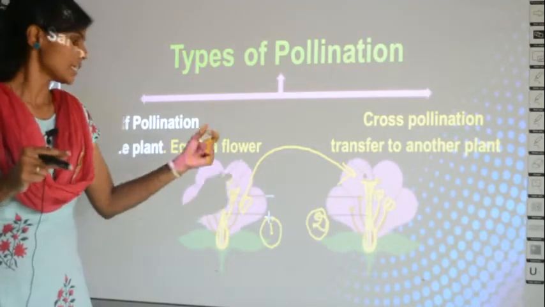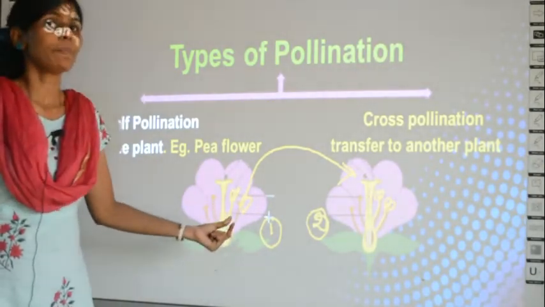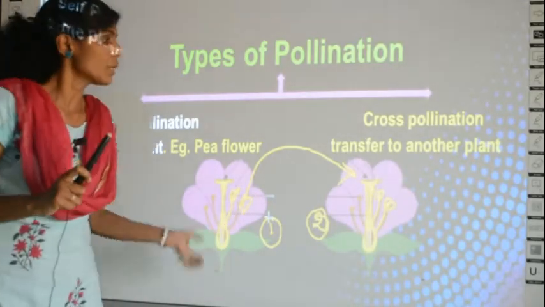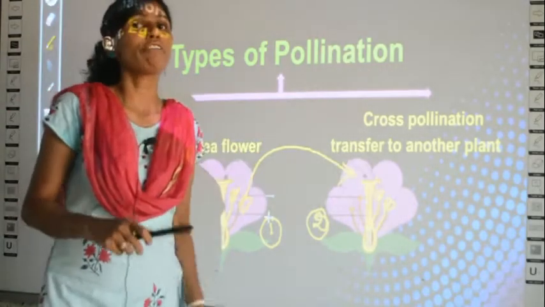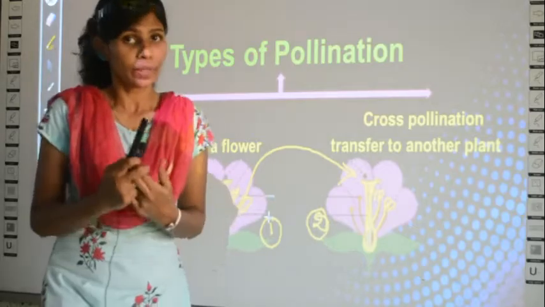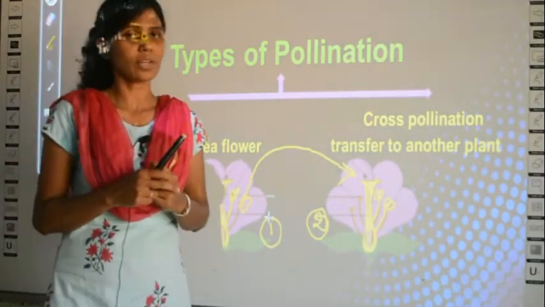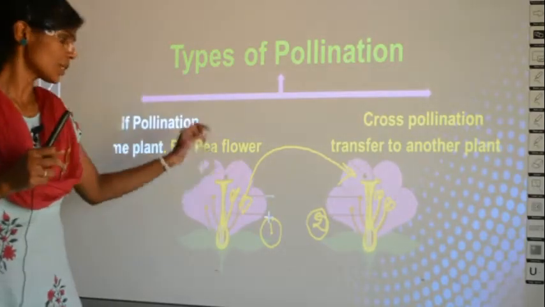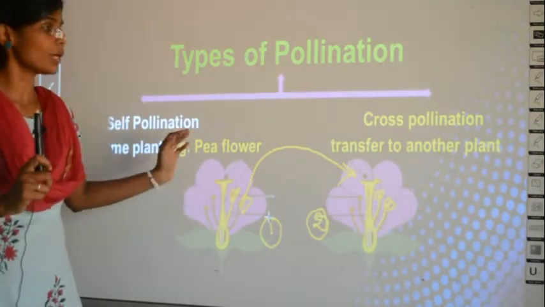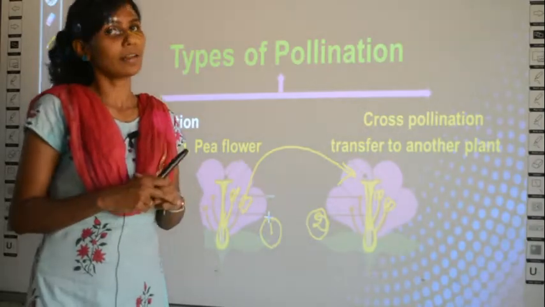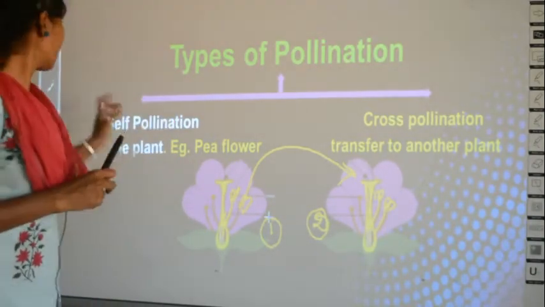So what is it? The transfer of pollen grains from the anther of one flower to the stigma of some other flower is called cross pollination. Can you understand the difference? If the transfer is within the same flower, it is self pollination. If it is to another flower, it is called cross pollination.